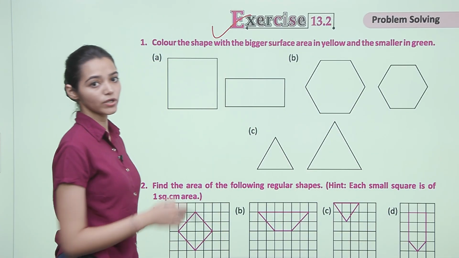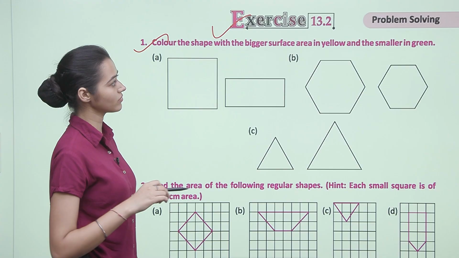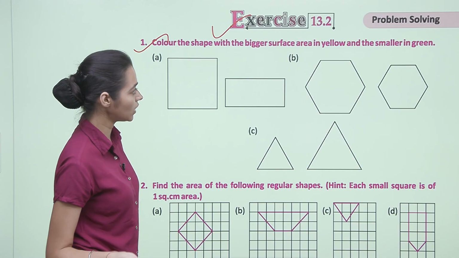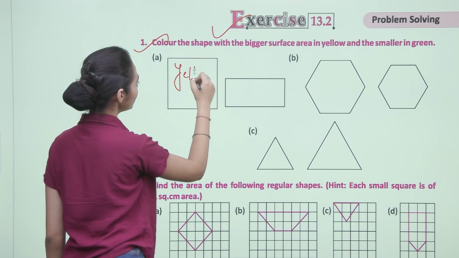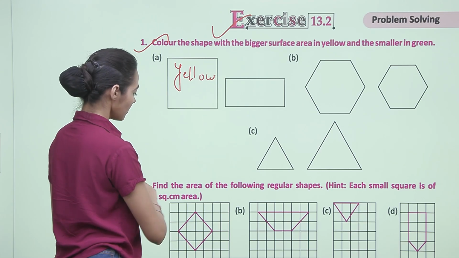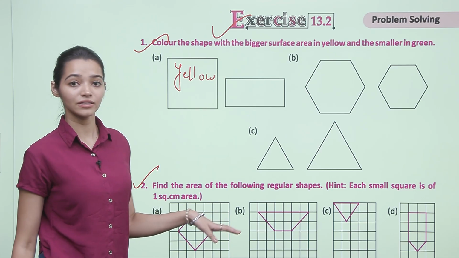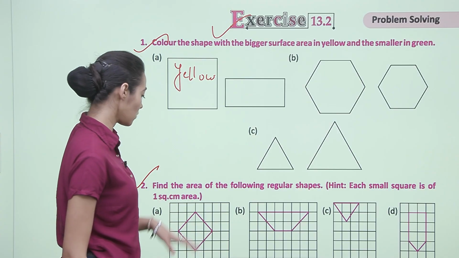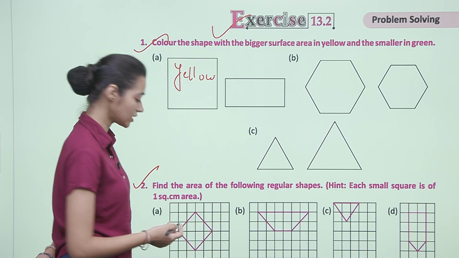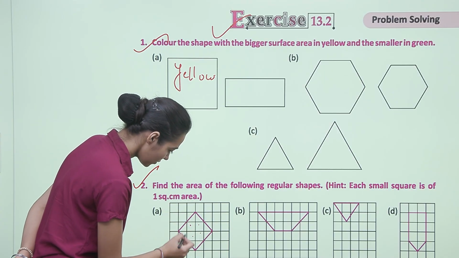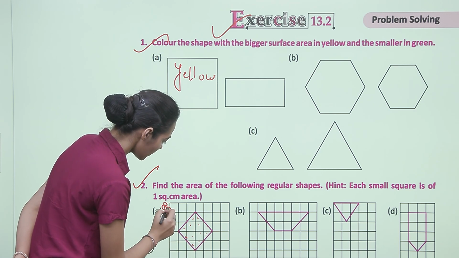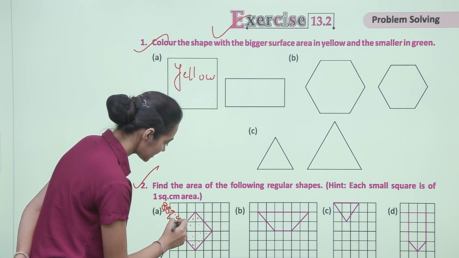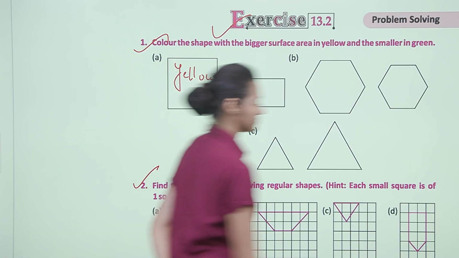Let's start with exercise 13.2. In the first one, we have to color the shape with the bigger surface area in yellow and the smaller in green. So this one is bigger, you will color it with yellow. Now in the next one, we have to find the area of the following regular shapes taking 1 centimeter square. So in this one, 1, 2, 3, 4, 5, 6, 7, 8. So 8 square centimeter is our area of this figure.